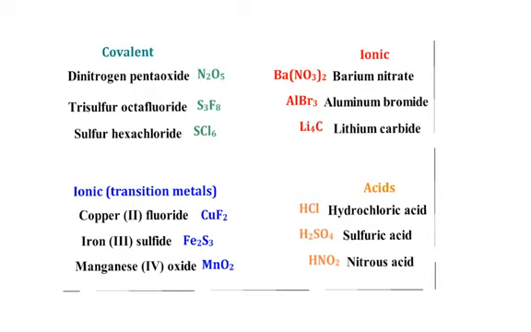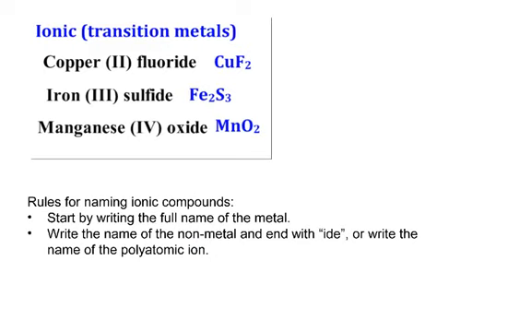So today we're going to talk about ionic naming, but then now we have transition metals. And then we're also going to briefly talk about acids. So let's take a closer look at the ionic naming when you have a transition metal. So CuF2 would be copper 2 fluoride. Fe2S3 would be iron 3 sulfide. MnO2, its name is manganese 4 oxide.